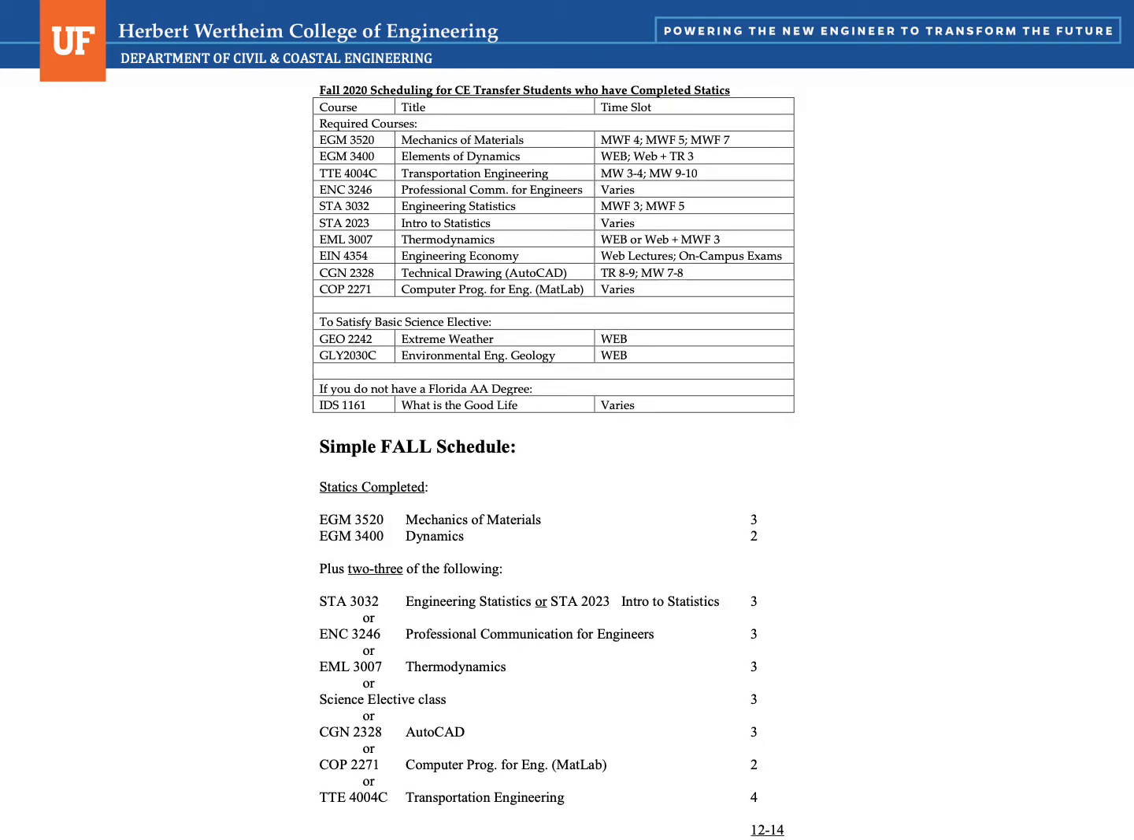This next chart is for students planning their fall schedule if you have already completed statics, either this past summer or at your previous institution. You would start by taking Mechanics of Materials and Dynamics, listed in the simple schedule below. Then you would choose 2 to 3 of the following courses listed in the chart for a total of between 12 and 14 total credit hours this first fall semester.